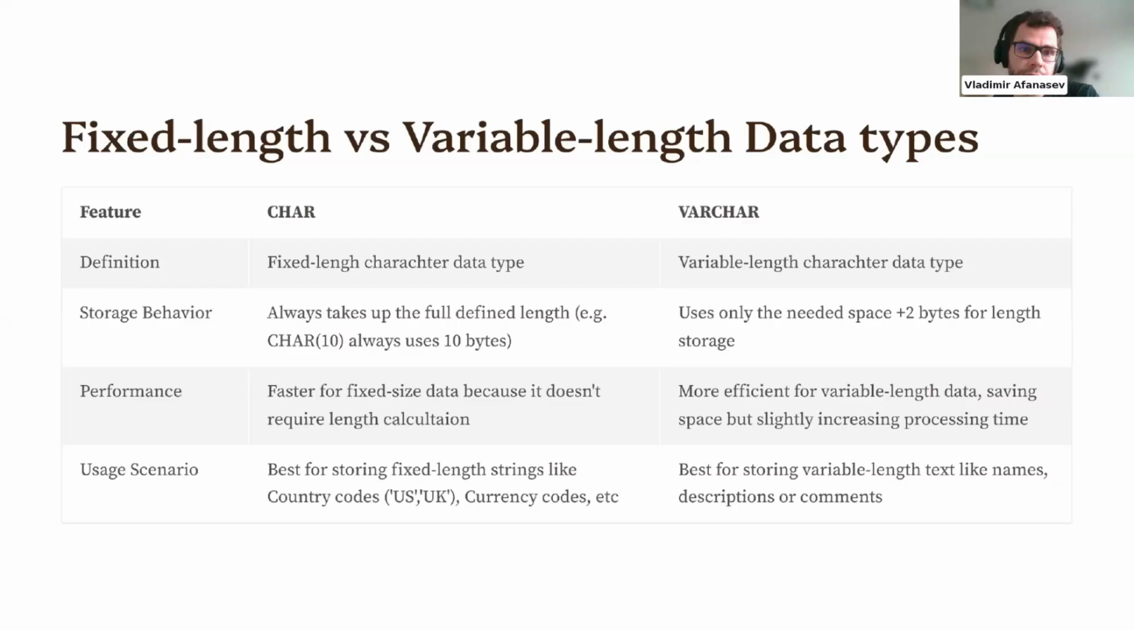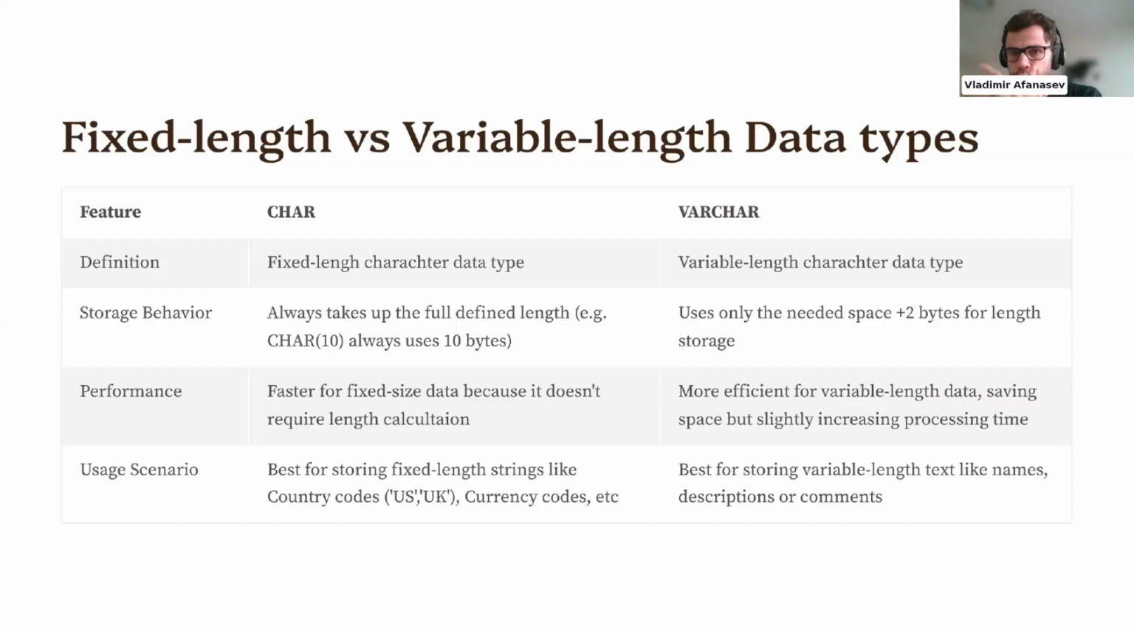Well, char is fixed length, and varchar is variable length. Storage behavior: char always takes up the full defined length, so if you allocate char 10, it always uses 10 bytes. Well, for varchar, it uses only the needed space plus 2 bytes for the length storage. And we'll also go to this a bit later.